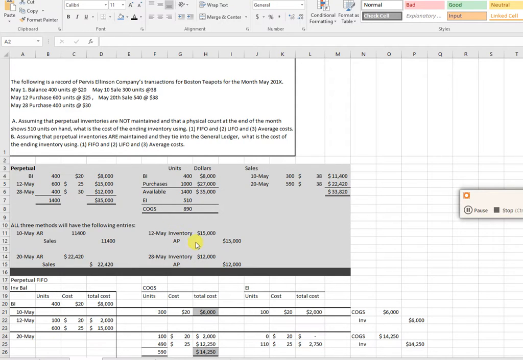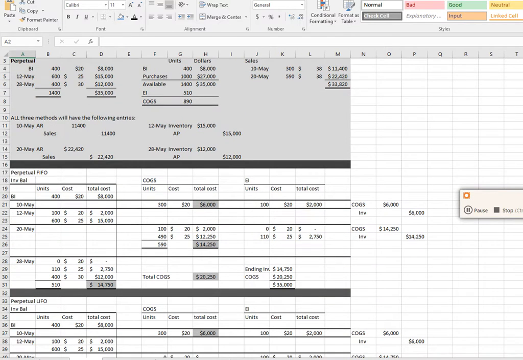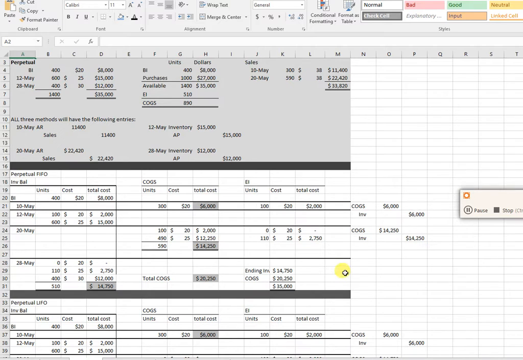Okay, so now I'm going to do perpetual. Perpetual is almost exactly the same as periodic. It just takes a little longer because you keep track of the sales as you go along. You perpetually keep track of the sales. So what I usually do under perpetual is have a few columns. Over here, I'm going to have my inventory balance column, so it'll have units, cost, and total cost. I'll have my cost of goods sold, and then I'll have my ending inventory.